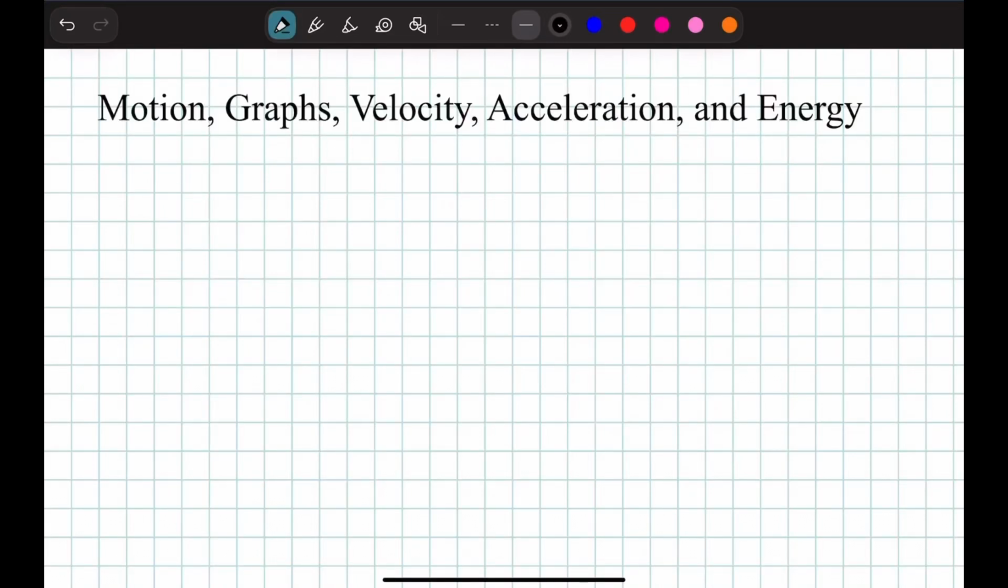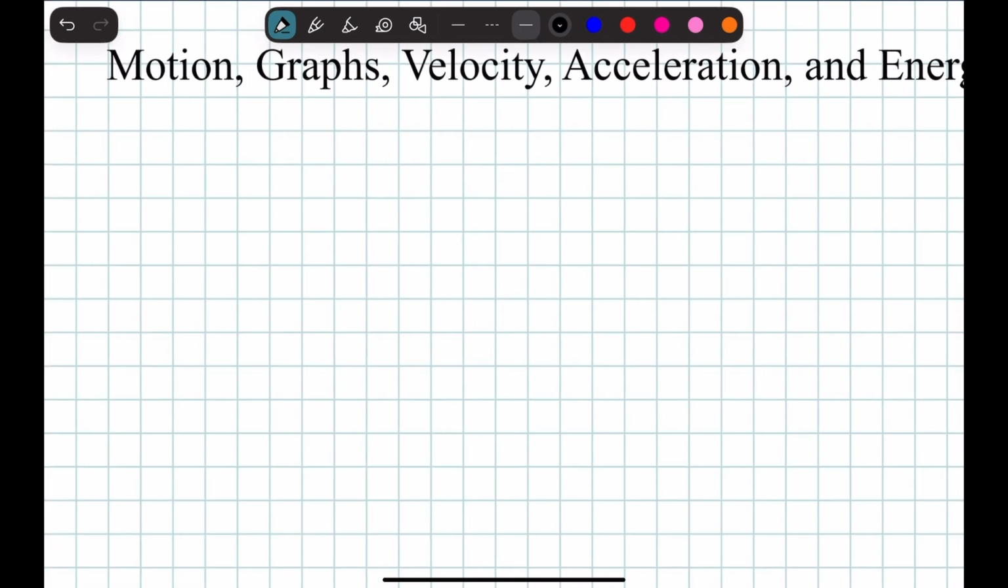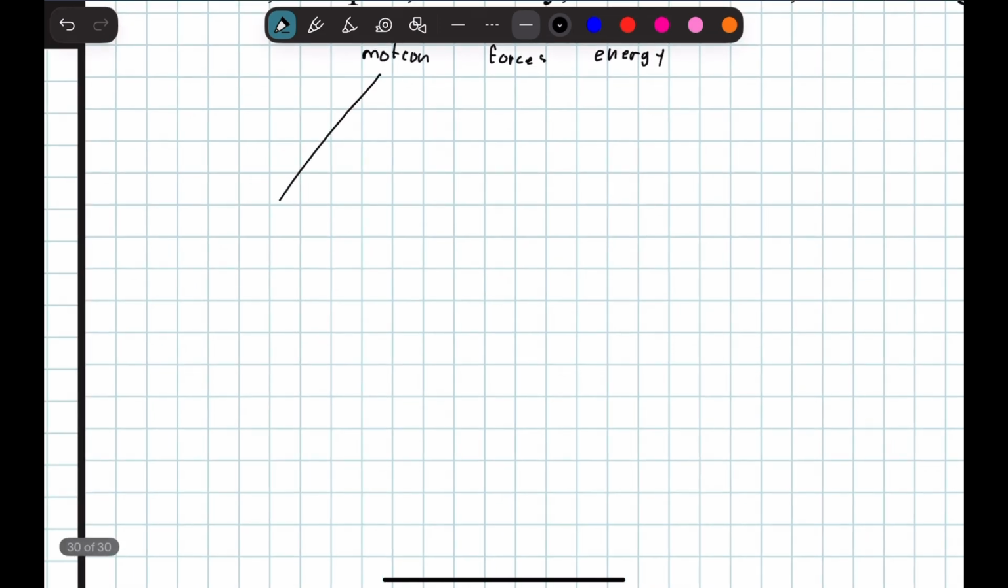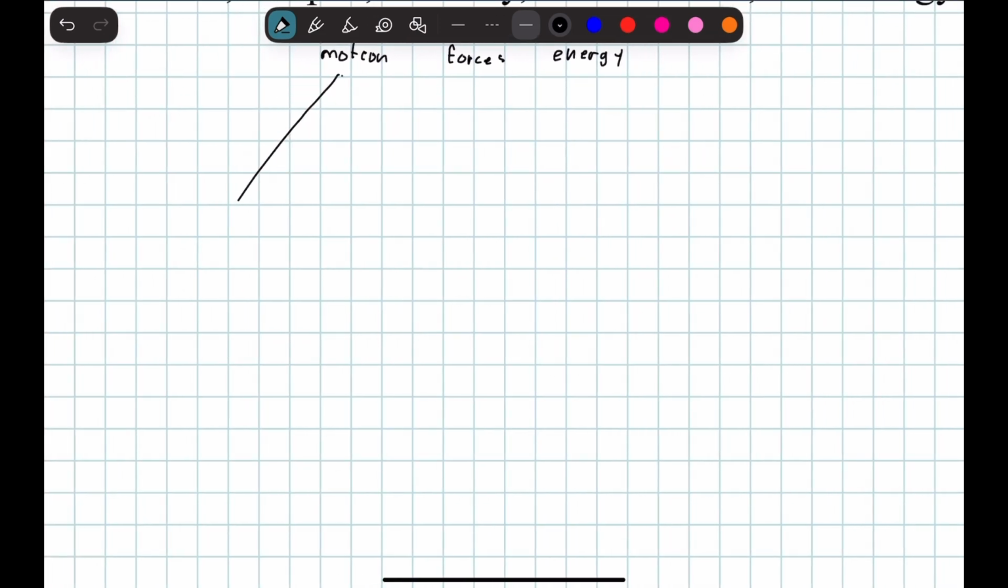In this video, we'll be going over motion graphs, velocity, acceleration, and energy. So let's discuss what physics is actually doing. We know in physics, we are describing how things change and why they change. Everything essentially comes down to motion, forces, and energy.